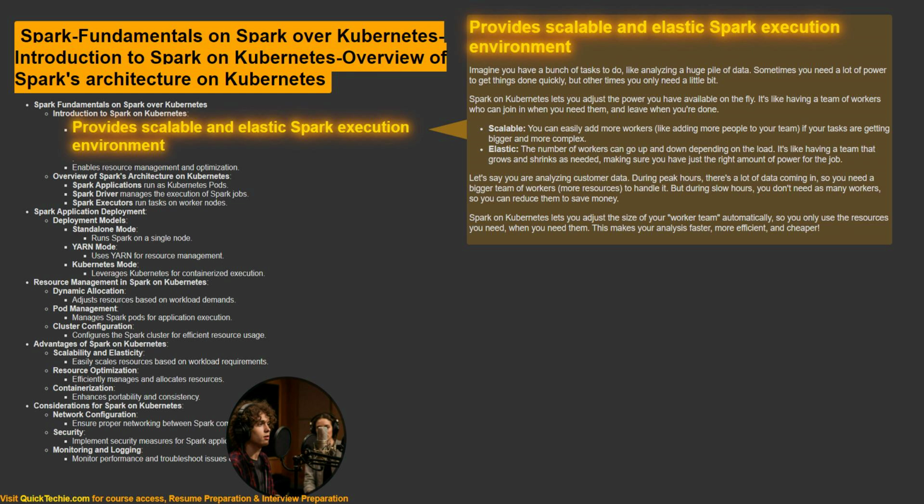Let's say you are analyzing customer data. During peak hours, there's a lot of data coming in, so you need a bigger team of workers, more resources, to handle it. But during slow hours, you don't need as many workers, so you can reduce them to save money. Spark on Kubernetes lets you adjust the size of your worker team automatically, so you only use the resources you need when you need them. This makes your analysis faster, more efficient, and cheaper.